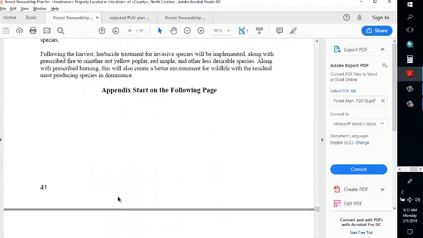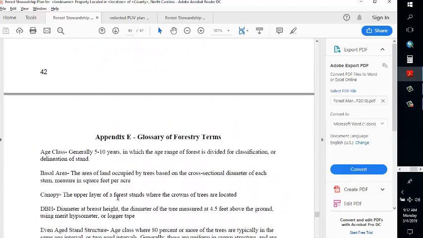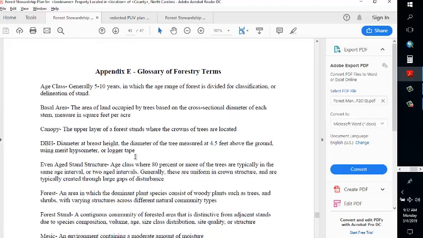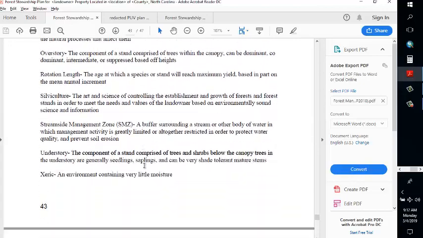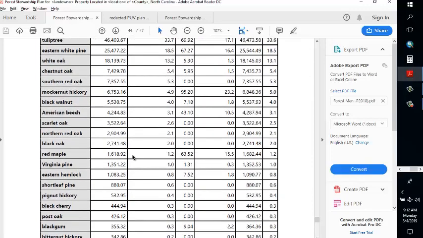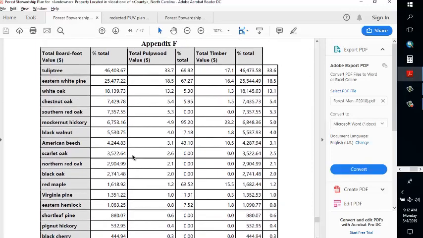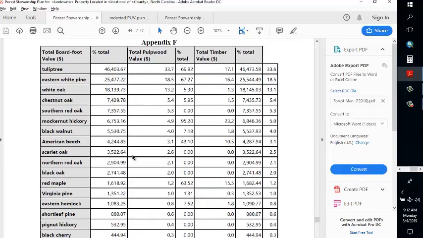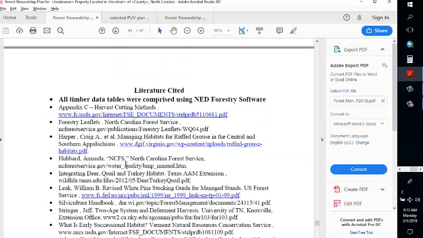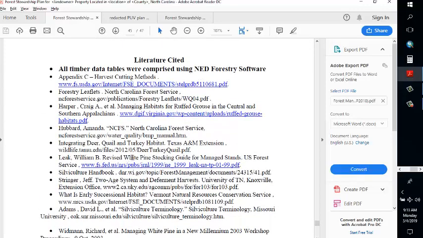Okay, so then the appendix. He put his glossary of forestry terms down at the end. That's perfectly okay. He did board foot values. Again, you could just put yours in the actual document itself. I'm not looking for anything like this. But the literature cited is important, okay?